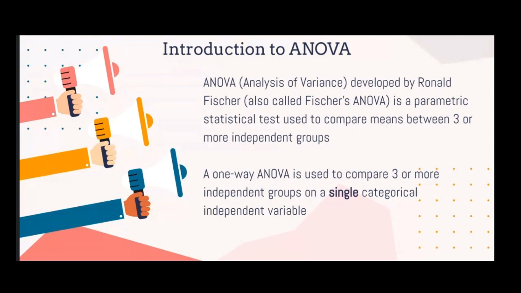One-way ANOVA specifically is used to compare three or more independent groups on a single categorical independent variable. So there are different kinds of ANOVA. We have different kinds of t-tests also. We have independent t-tests. And similarly, there are different kinds of ANOVA. The kind of ANOVA I'm going to be presenting on today is called the one-way ANOVA. And that is basically very similar to an independent samples t-test in its concept. It's just that it's used to compare three or more independent groups.